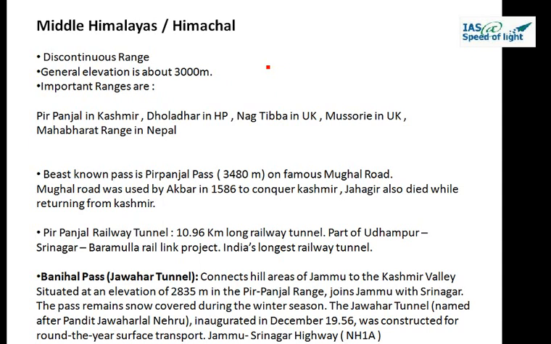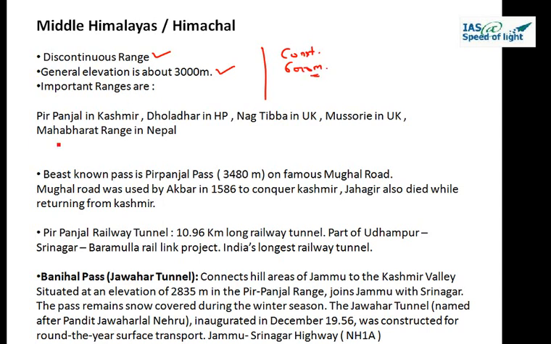Now we come to the second parallel layer after the Great Himalayas, which is the Middle Himalayas, or we also call it the Himachal Himalayas, which is a discontinuous range. So the first difference between the Great Himalayas and the Middle Himalayas is that the Great Himalayas were a continuous range, while here we see it is a discontinuous range. General elevation is about 3000 meters, which is much lesser than the Great Himalayas. If we write the difference here, this is a continuous range, and its average height was about 6000 meters.